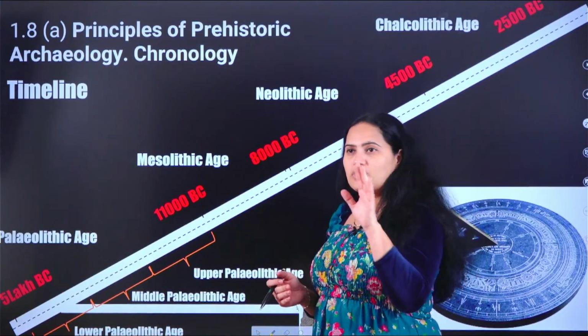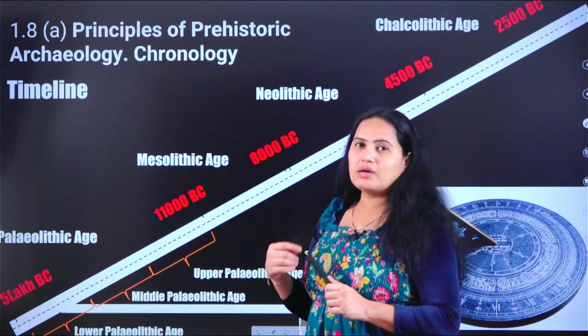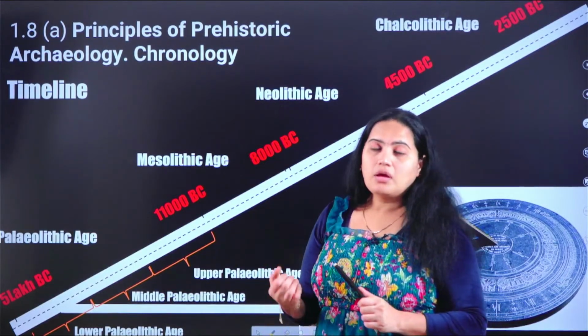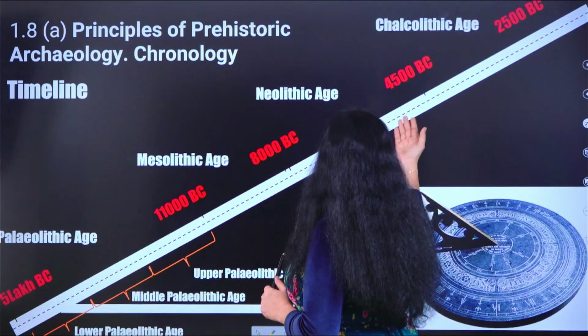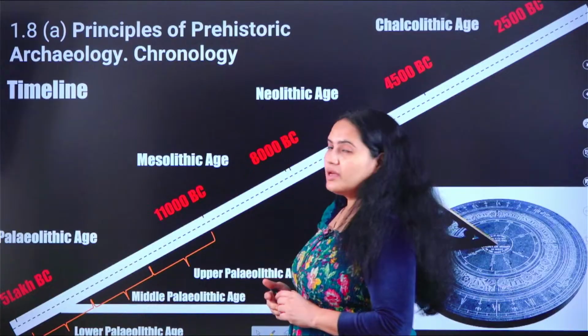So how the transition of human beings has happened, how eventually culture and society came into existence. To understand this, we study the Paleolithic, Mesolithic, Neolithic, Chalcolithic. Okay, so in सारे ages के बारे में पढ़ेंगे.